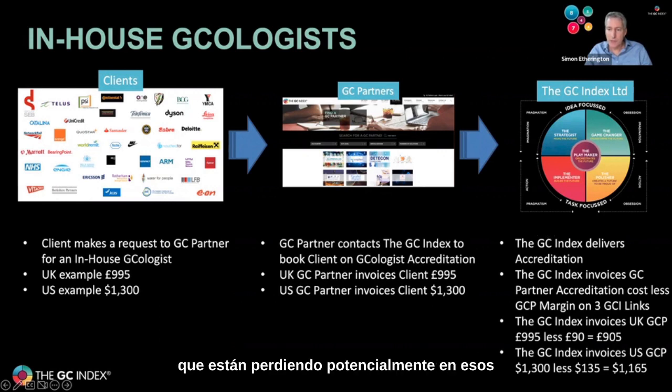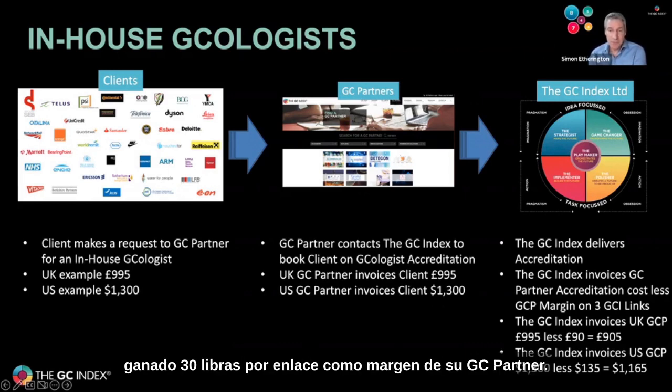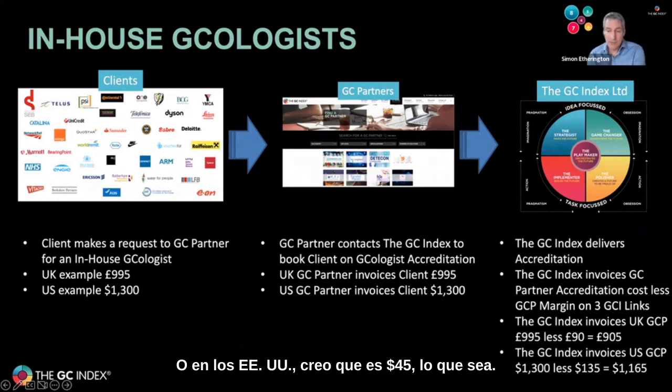Now that lower price is reflecting the fact that you are losing out potentially on those 3 practice links that get used in accreditation. You could have sold those to the client, and you would have made, in the case of the UK, £30 per link as your GC partner margin. Or in the US, I think it's $45, whatever it might be. So what we do then is we invoice you the $995 less the GC partner margin you would have made on three links. So in the UK, it's £90. In the US, it's $135, etc.